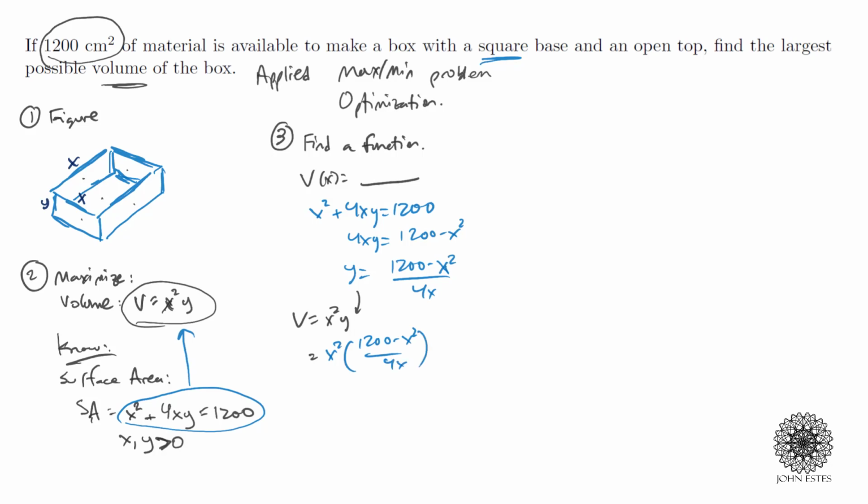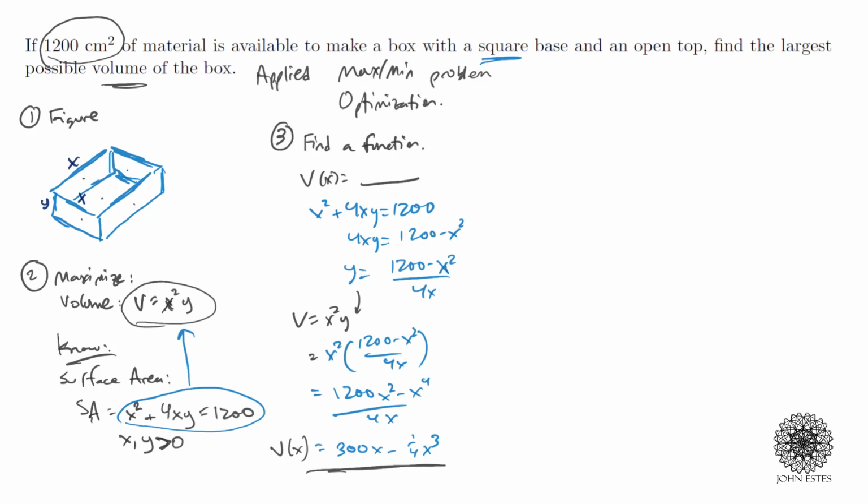And if you distribute that x squared across, you end up with volume being 1200x squared minus x to the fourth over 4x. And so you can see here that the 1200x squared cancels out with 4x, giving me 300x minus 1/4 x cubed. And there is my volume function, and it is a variable of x.